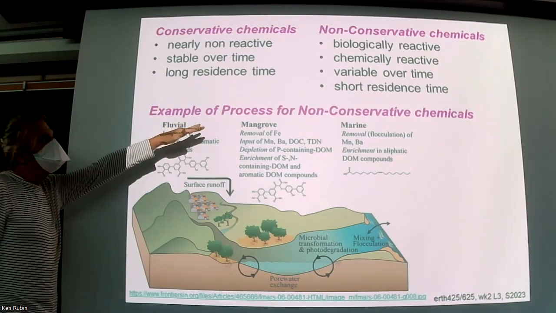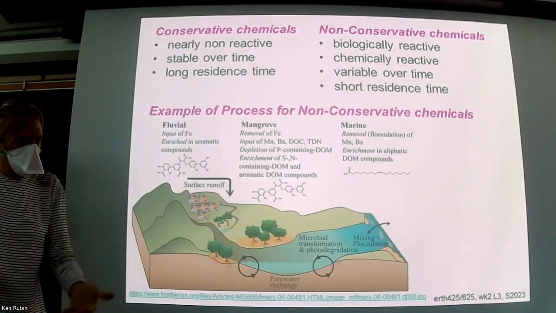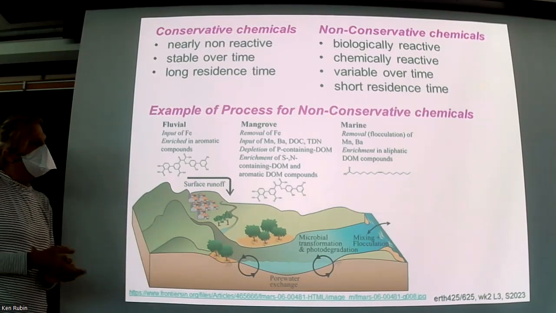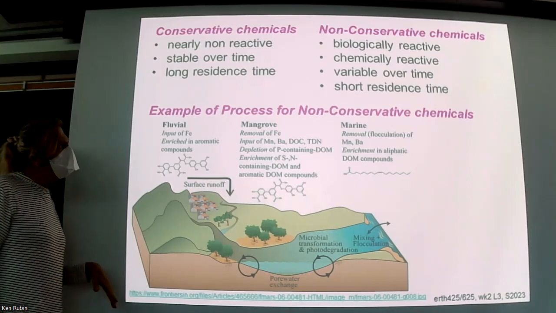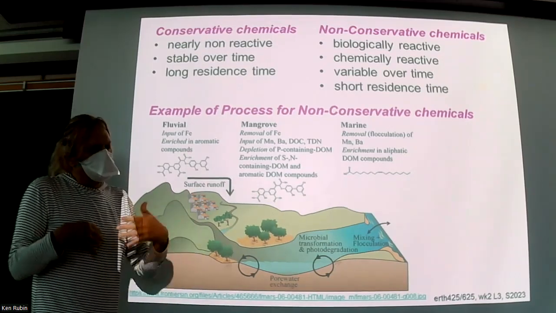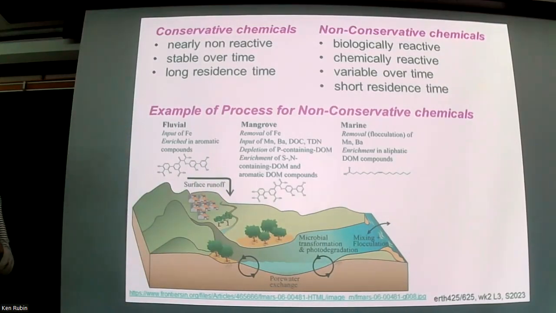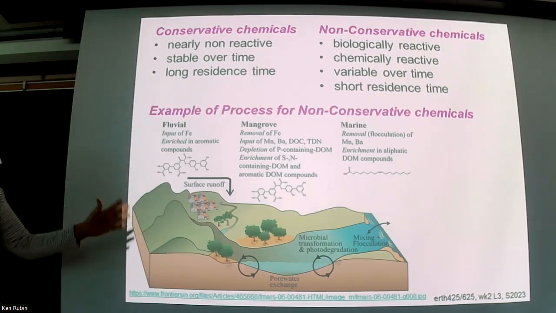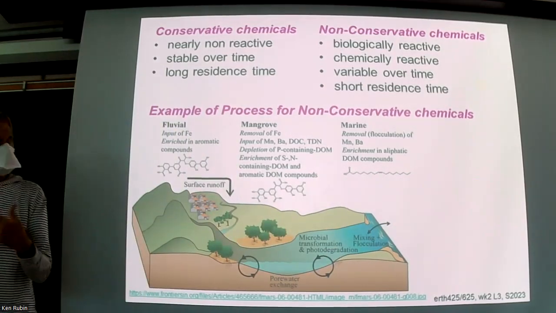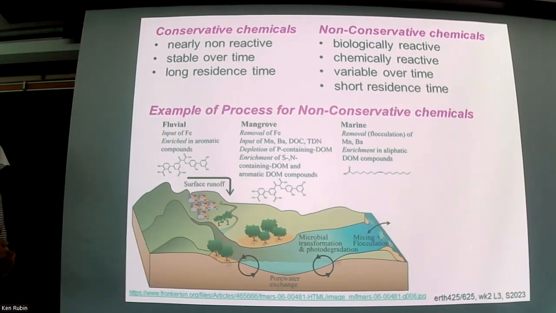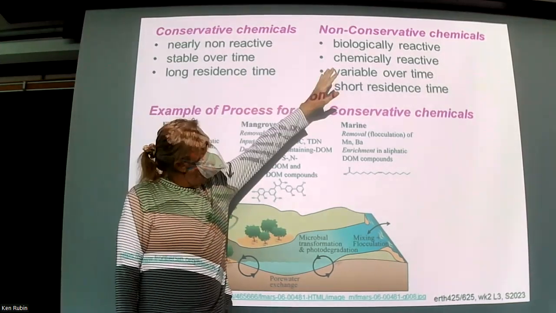So some of the processes that make things non-conservative include biological reactivity. Maybe it's an organic chemical that gets decomposed by respiring organisms, or maybe it's something that gets acted upon in another way by organisms, like a fertilizer that becomes nitrate ions, for instance, that become absorbed by photosynthesizing organisms. Maybe it's chemically reactive. There are changes in chemical composition as we go through this flow path that could affect how soluble sparingly soluble things are or not. These kinds of elements tend to be variable over time and have short residence times.